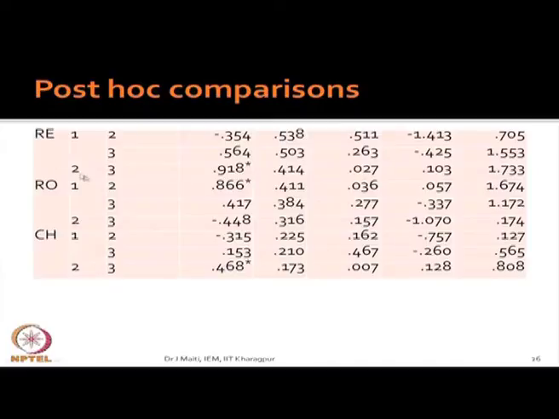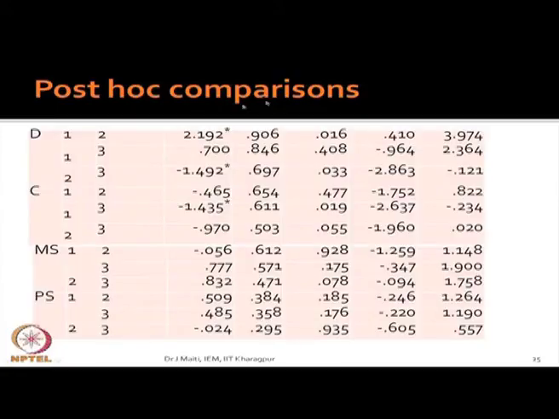Then from the relationship point of view, maintenance workers and operations workers are different, and from the role point of view, the difference between officers and maintenance workers is significant. From the change point of view, maintenance workers and operations workers are different. What are those other values? These values, this value, this value, all those values. This is basically the significance level.